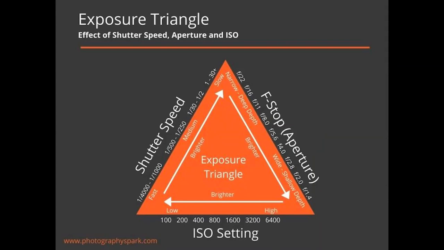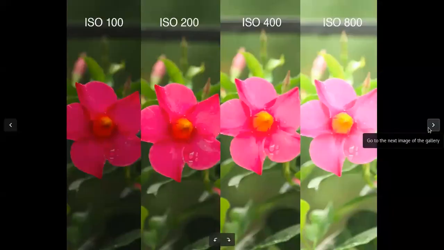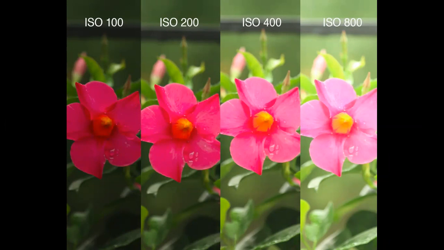So what is ISO? ISO is nothing but the sensitivity of the sensor to the light. Right, I will just repeat: sensitivity of the sensor to the light. We'll understand that in detail later. For the time being, we'll just see how it is represented.